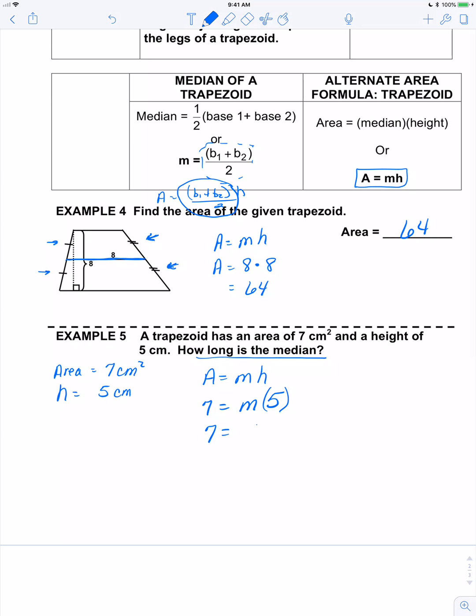So 7 is 5 times m. It's the normal way that we're used to seeing it. We can divide both sides by 5. So your median is 7/5, or you could leave that as a decimal if you want to for a length. So we could say that's 1.4, 1 4/10. So either answer would be acceptable on that.